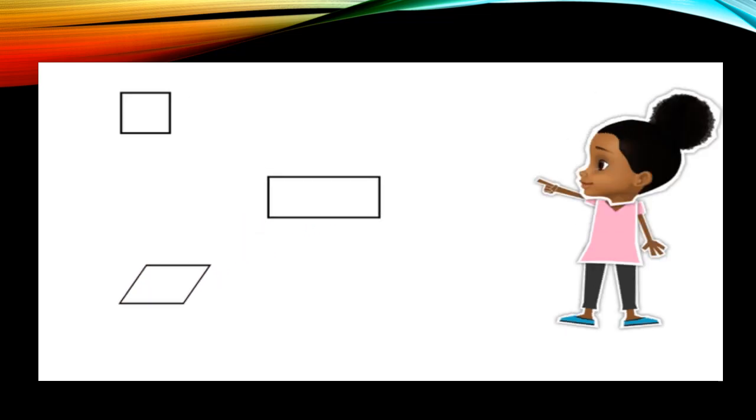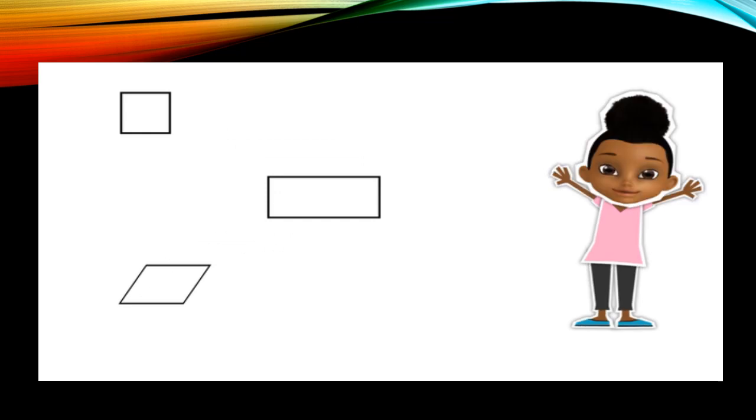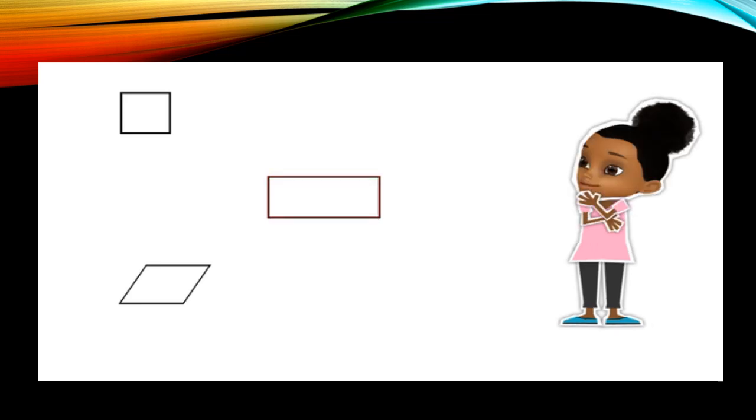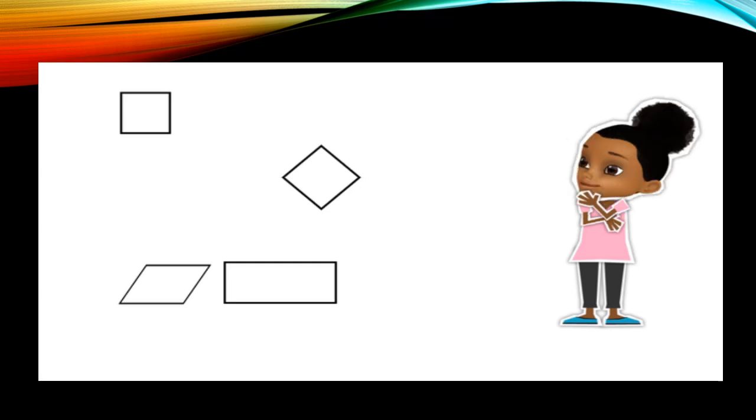A rectangle's sides are equal and parallel too. Great point. That's our next quadrilateral. A rectangle is a type of parallelogram whose angles are all right angles. That makes sense. What's next? Next is a quadrilateral called a rhombus. A rhombus is a parallelogram with 4 equal sides.